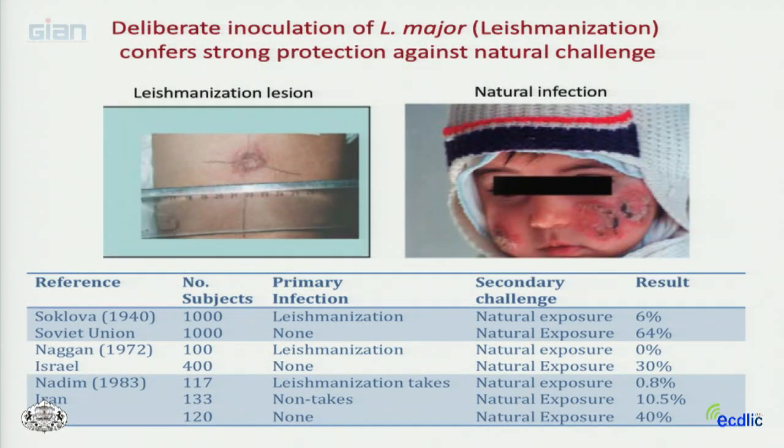Again, just 0.8% incidence of leishmaniasis in the Leishmanized group. Sometimes they needle inoculated these parasites and they were non-takes, and they even still saw some protection. And compared to the controls, again, a high transmission area, 40%.